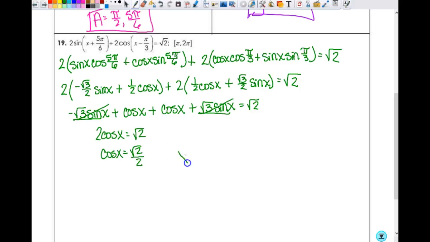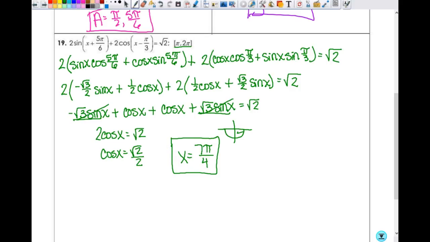That means that x equals, we're going from pi to 2 pi. Right? So the only place cosine is positive is right here. Cosine inverse of the square root of 2 over 2 is pi fourths. So my fourth quadrant pi fourths angle is 7 pi fourths, and we are done.